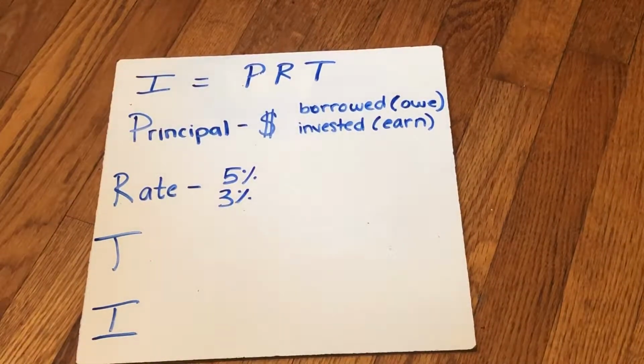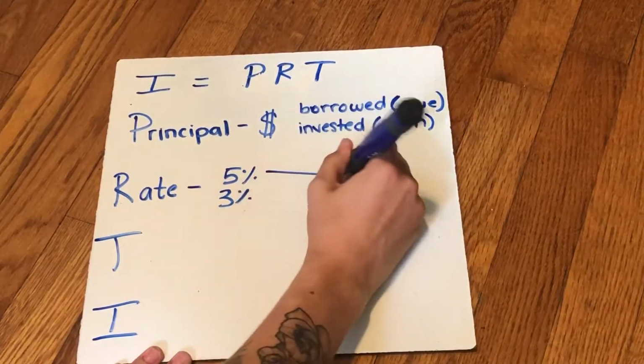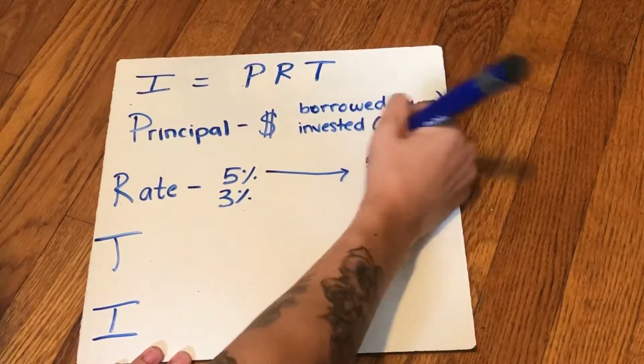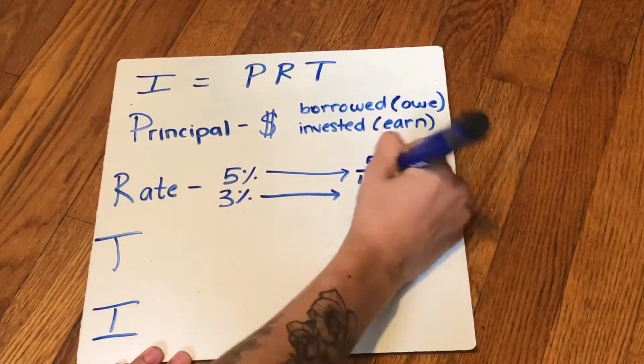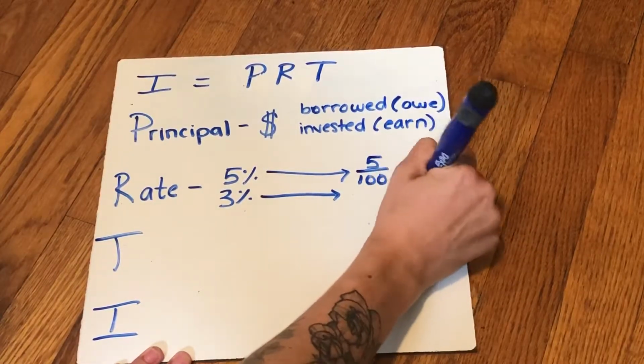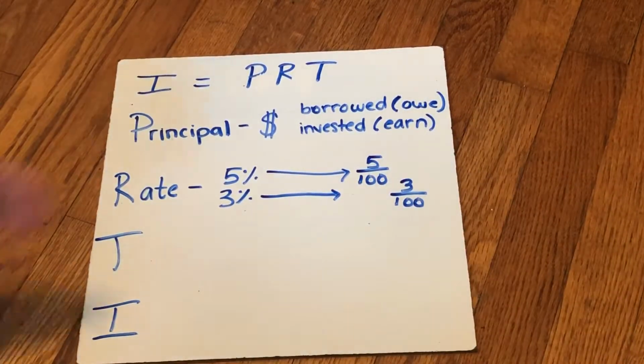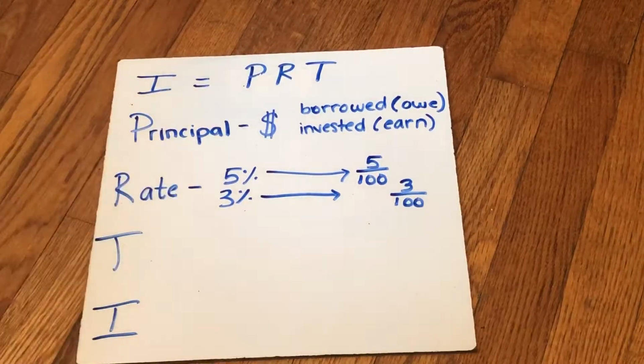Now, when we plug these into a calculator, you're gonna have to write them as a fraction. And let me show you how you do that. We know that percent goes over 100, so you're just gonna write it as a fraction, 5 over 100, or this one would be 3 over 100. So please remember that you can't just put 5, you can't just put 3 because there's no percentage sign for the calculator. You need to first turn it into a fraction.